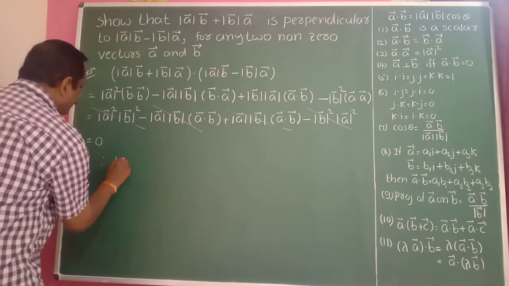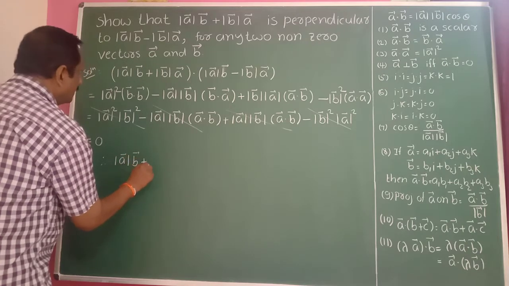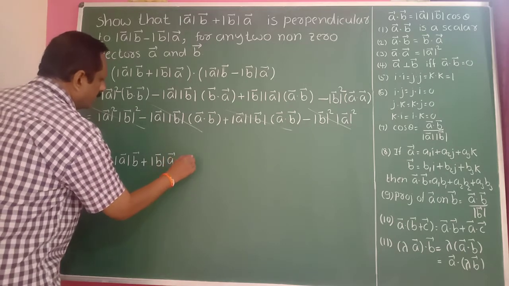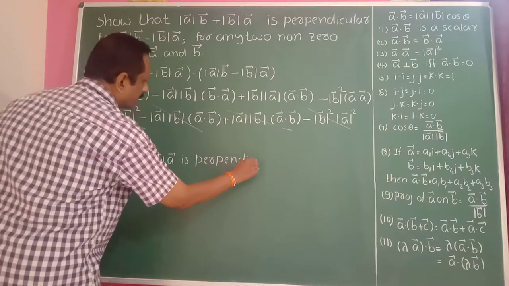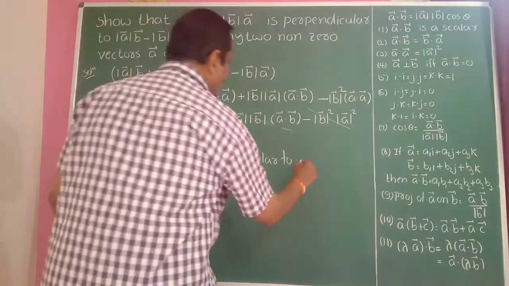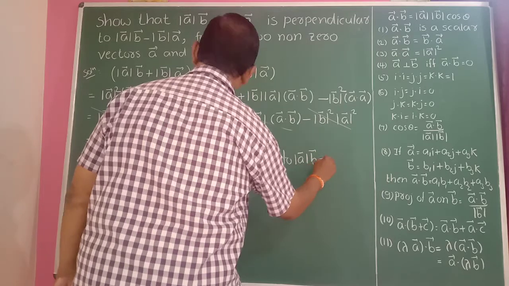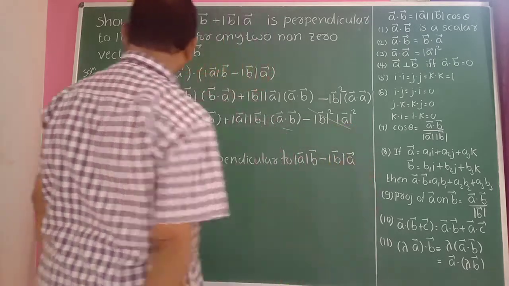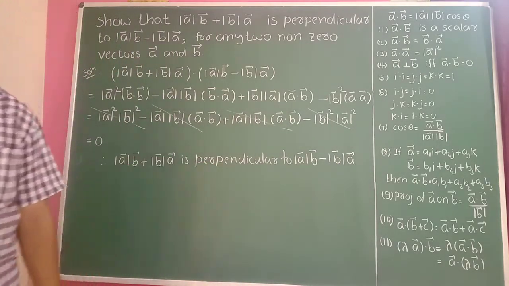Therefore, modulus of a bar into the vector b bar plus modulus of b bar into the vector a bar is perpendicular to the vector modulus of a bar into the vector b bar minus modulus of b bar into the vector a bar, because the dot product is 0. Hence these two are perpendicular to each other.